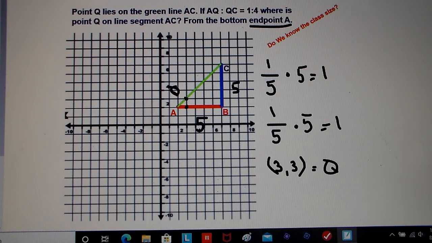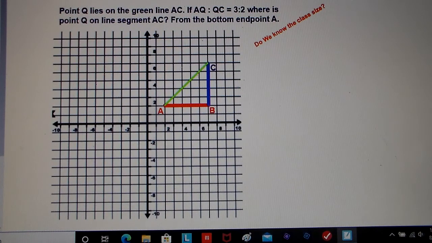Alright. Why don't you try this one on your own, and I'll fill it in. I'll give you a minute. 3 to 2. If you got 3/5 as your fraction, very good. Find the distance. Once again, this is a total of 5. So 3/5 times 5 gets you 3. So we go 3 to the right. 1, 2, 3.